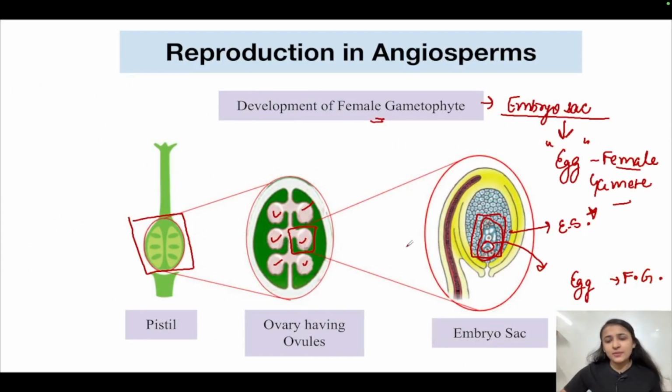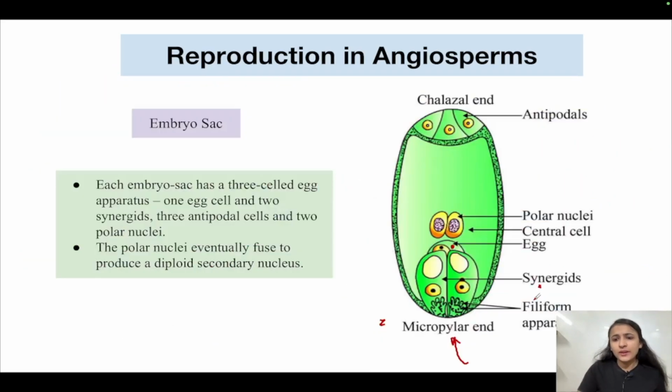In this image, this is the ovule. You can see there is an opening in this ovule. Wherever this opening is present, that end is known as the micropylar end, and the end opposite to that, this end, is known as the chalazal end. So this micropylar end here bears the egg apparatus.